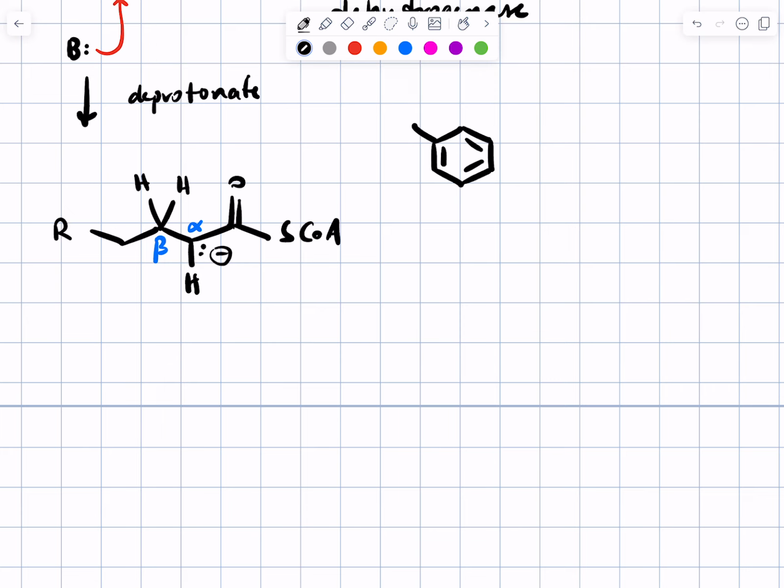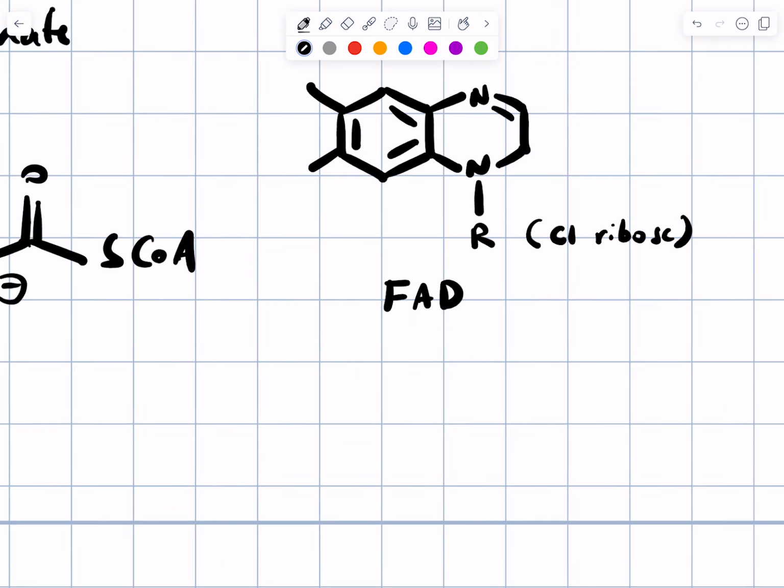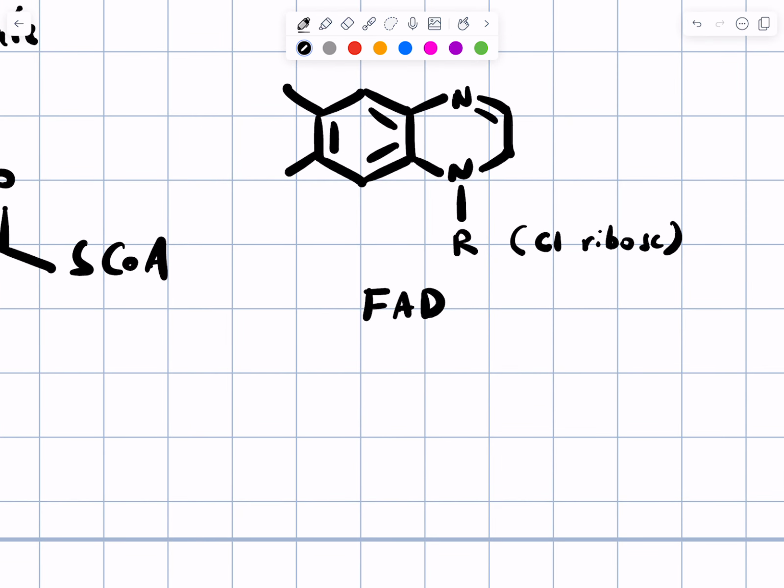So I'm going to show you just a portion of what FAD is. I'm going to try not to get it wrong because I always sort of forget what it looks like. All right, so this portion is C1 of ribose, and there's other parts of the molecule that I'm not showing you. Just go look it up on Wikipedia if you want to see what the structure is.